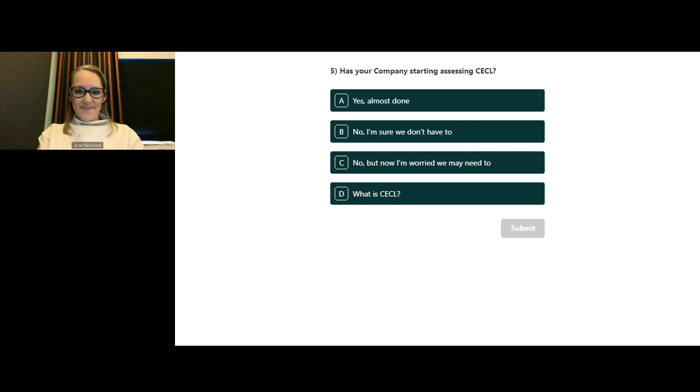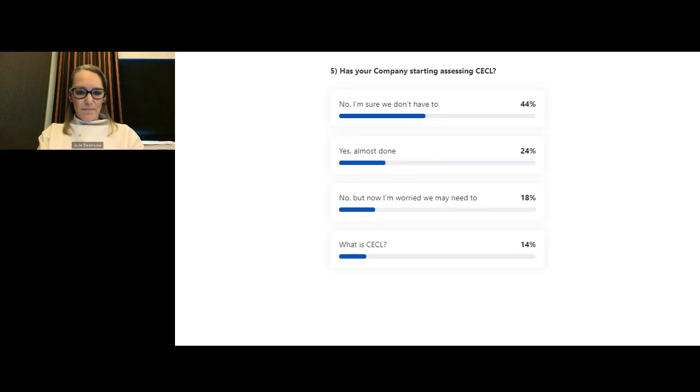Perfect. Sounds good. The no's, I'm glad, that's exciting, but again, definitely look at the impact, and if you do have those trade receivables, know that that's something we have to consider.